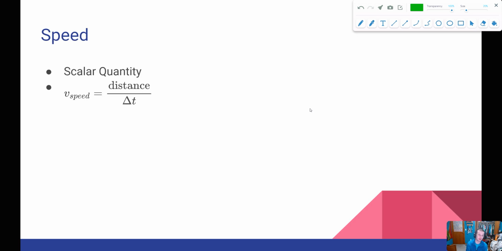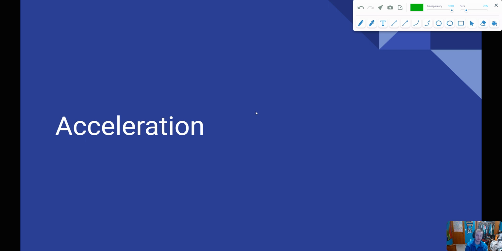Speed, well, speed is a scalar quantity. Speed is distance divided by time. And that's really all there is to it. It's a scalar quantity. You now have distance, which is a scalar instead of a vector, so that's how you get speed. Not much to add on to that.